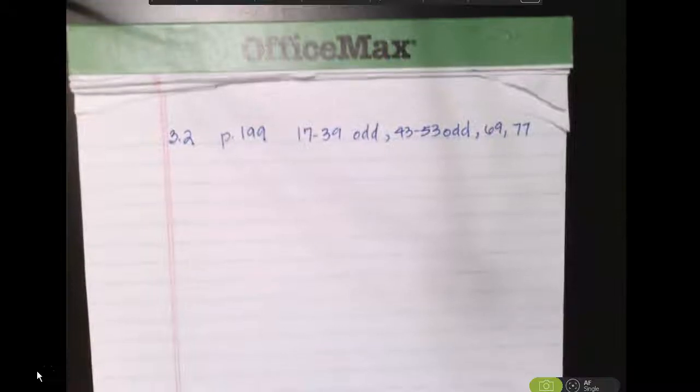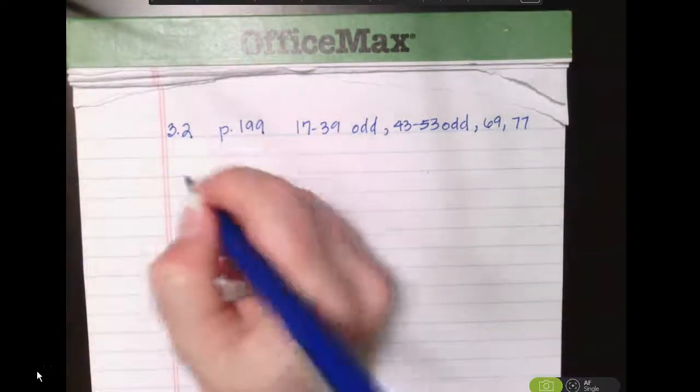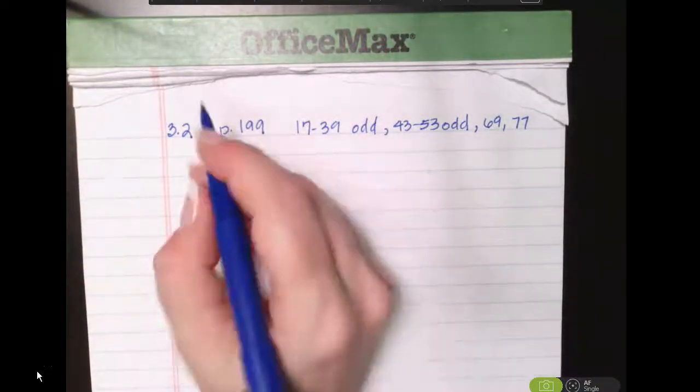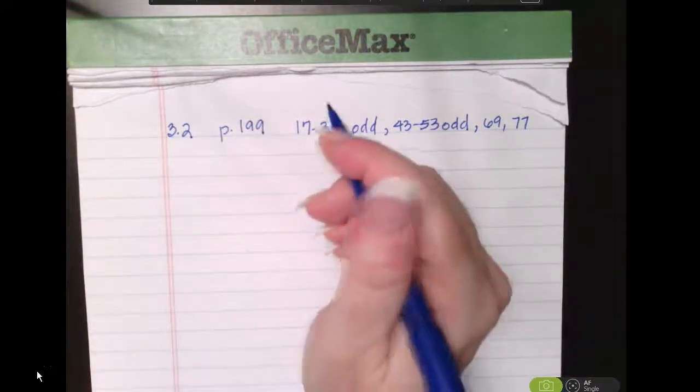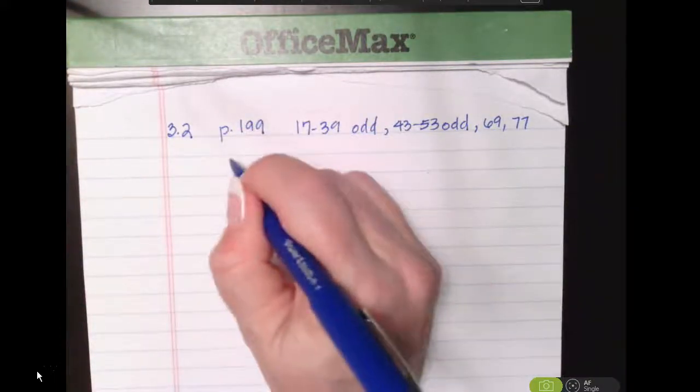We're on page 199. For numbers 17 through 39 odd, we are starting out by converting from logarithmic form.